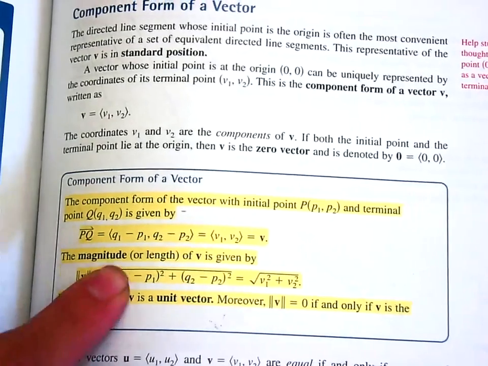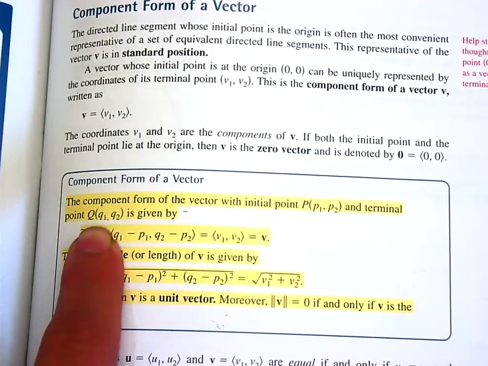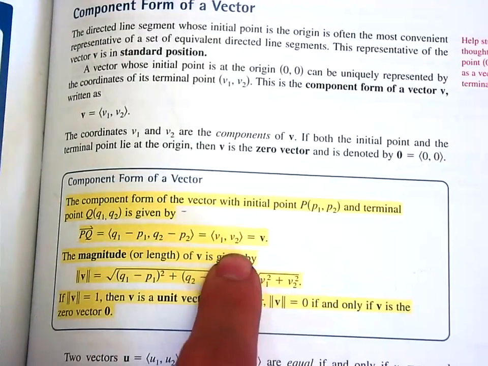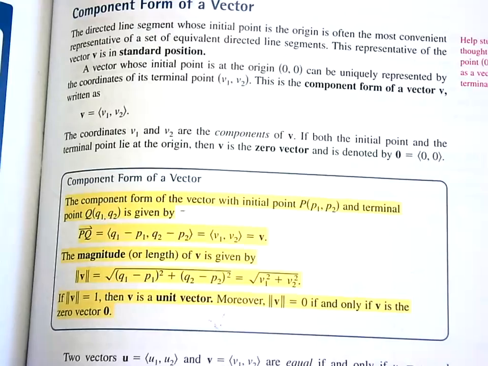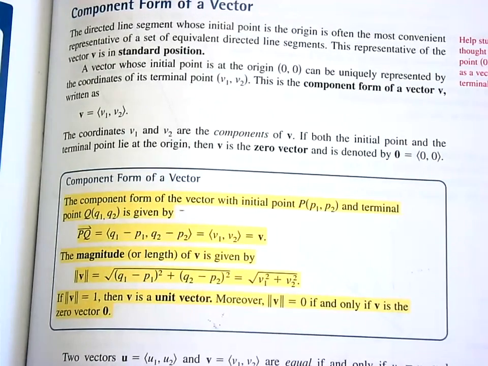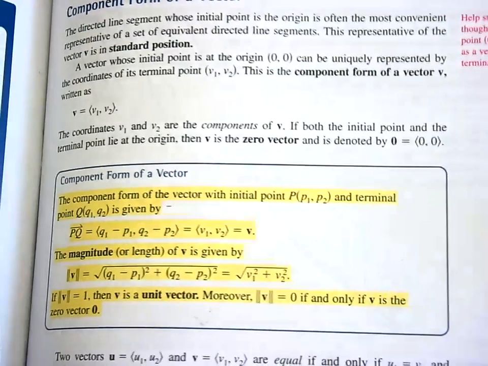So what I want you to copy down right now is the component form of the vector, and write down this entire equation. If you need to, write down the magnitude as well. It's pretty much just a distance formula, but if you need to, feel free. I'm going to go ahead and move on to example 2 now.